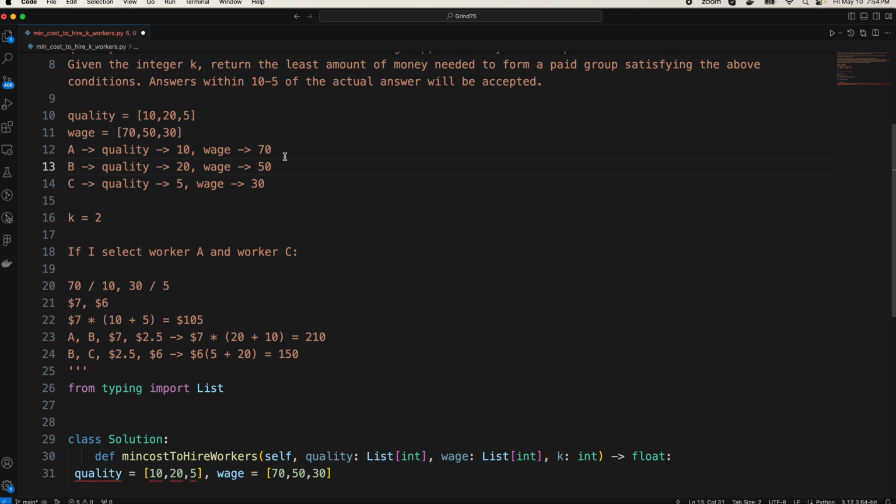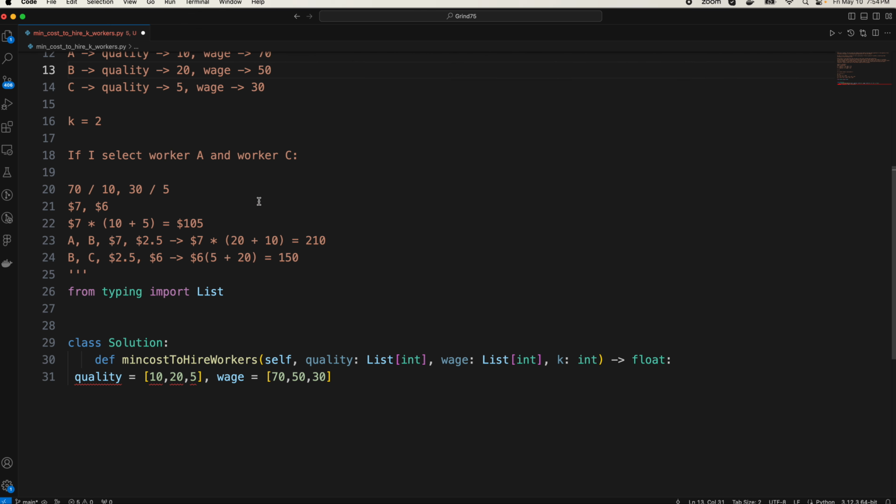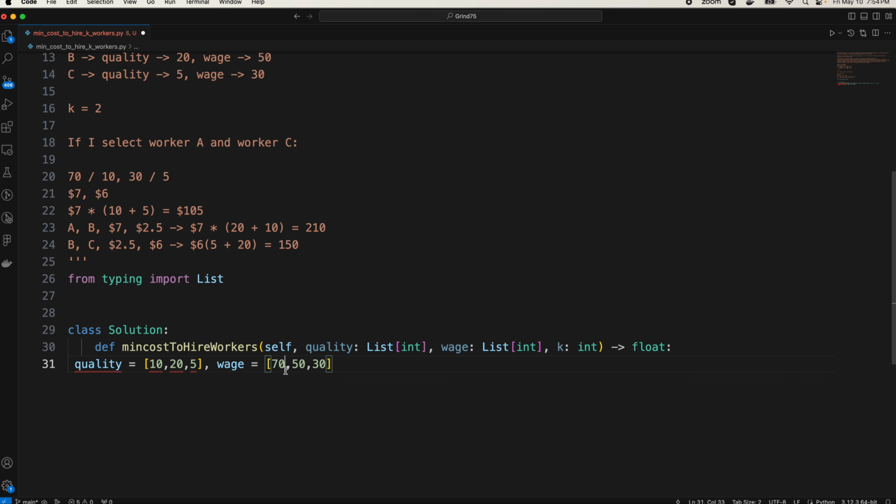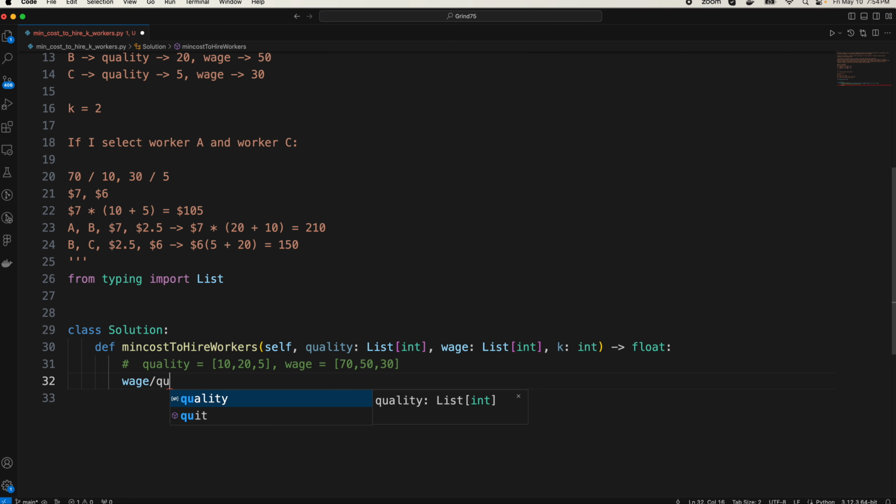What I'm saying here is, what if we have something like this? A data structure which holds the ratio of wage by quality, and it also stores the quality, maybe in a tuple. And then we sort this.